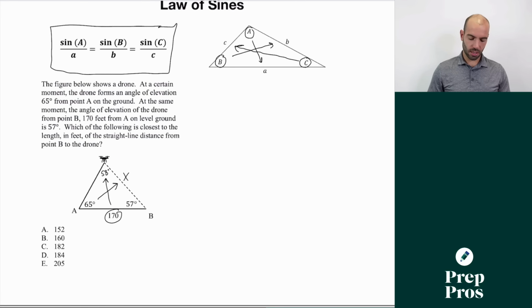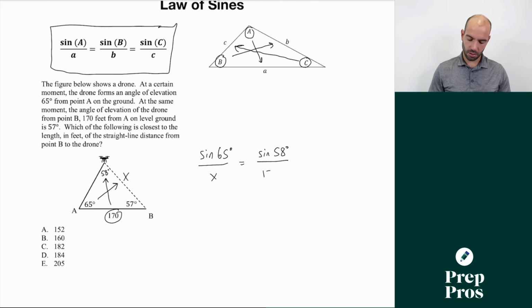Now what we can do is use our equation. So we know that sine of angle A, say sine of 65 over x, is equal to sine of angle B, sine of 58 over 170. We're solving for x here, so all I need to do is cross multiply and solve. If I cross multiply, I get 170 times the sine of 65 equals x times the sine of 58. All we need to do to solve for x is divide both sides by sine of 58.